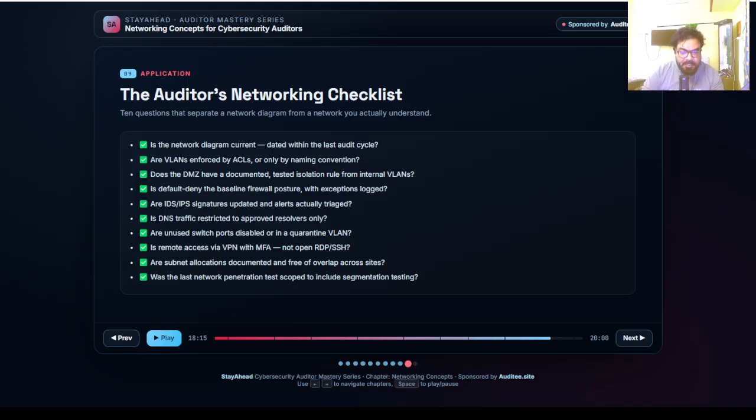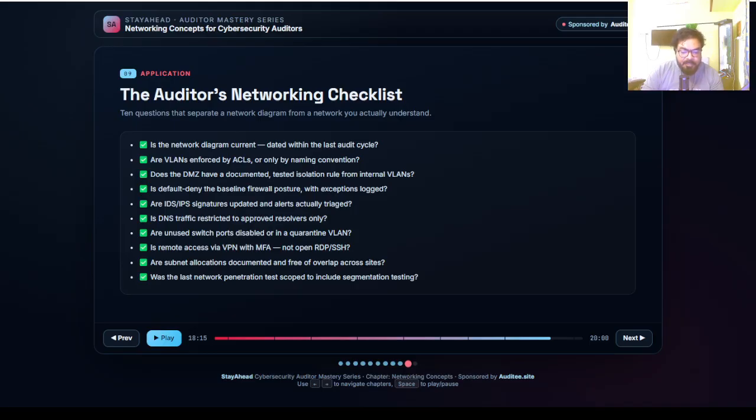Is default deny the baseline firewall posture, with every exception logged? Are IDS and IPS signatures kept updated, and are alerts actually triaged, not just generated? Is DNS traffic restricted to approved resolvers only? Are unused switch ports disabled or placed into a quarantine plan? Is remote access handled through VPN with multi-factor authentication, not open RDP or SSH exposed to the internet?